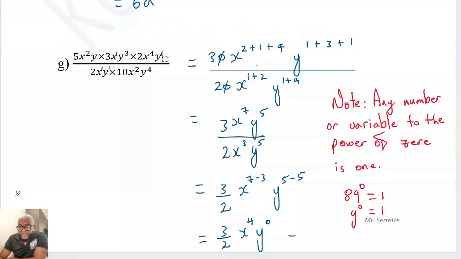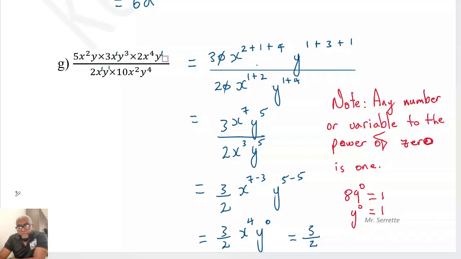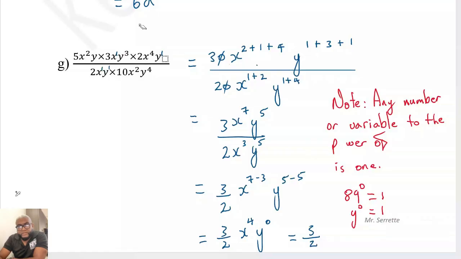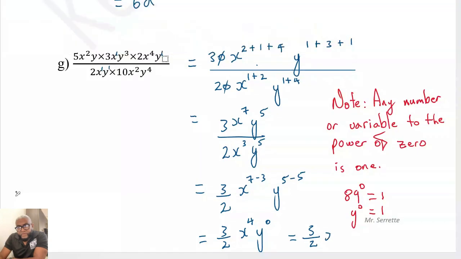Now, I'm not coming down here, so I'm just writing it here so I wouldn't have to go on the other page, right? But I don't want anybody practicing going across with their equal signs. Always come down with your equal signs. Are we clear? So what is that? A power of 0. Let me write it better. Power of 0. Right, so this will be 3 over 2 x to the 4th power. Everybody good here?